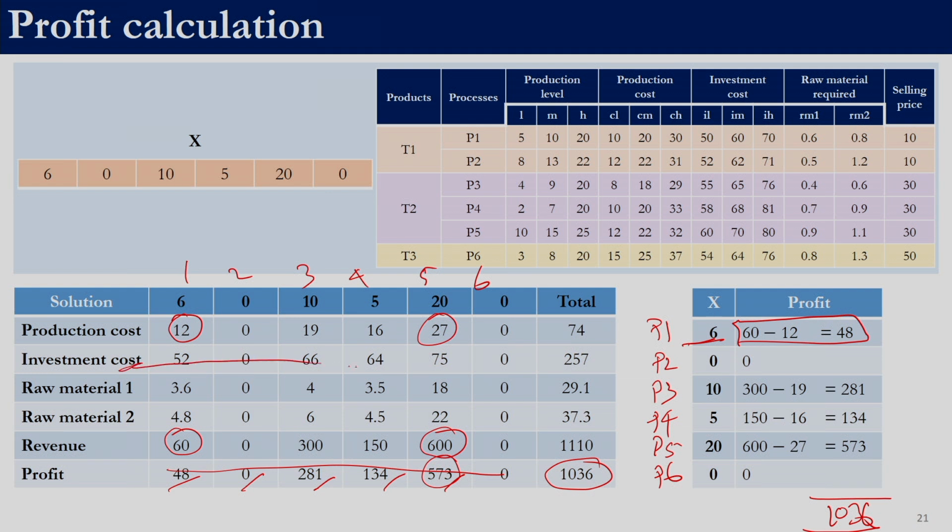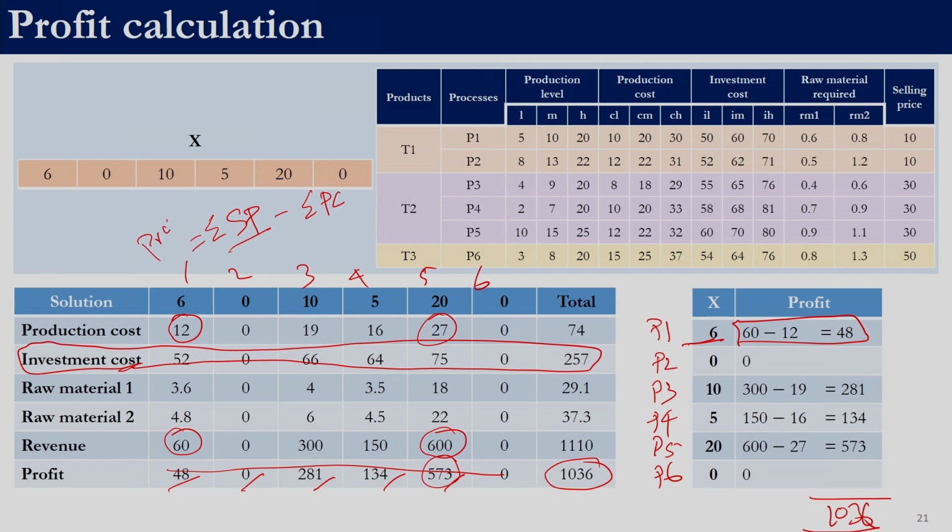So, remember investment cost does not play a direct role in the determination of profit. So, profit is selling price minus the production cost of all the process. So, this is what is going to give us profit. So, it is going to be a scalar value, and this investment cost is not used to calculate the profit.